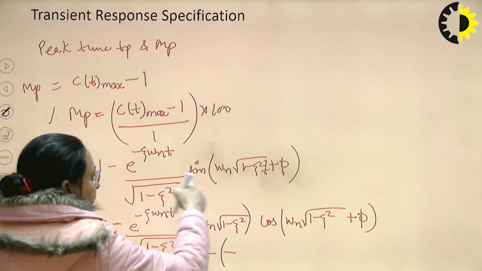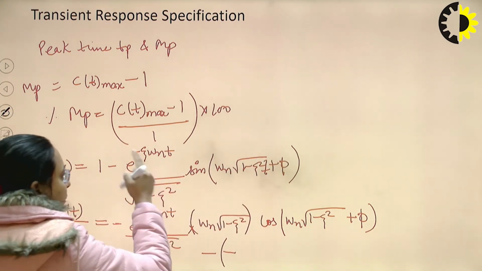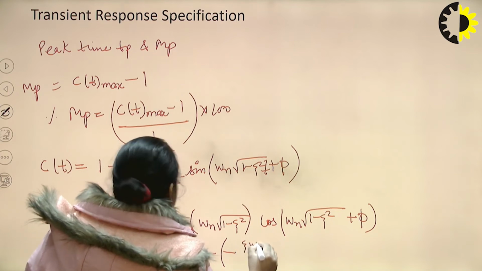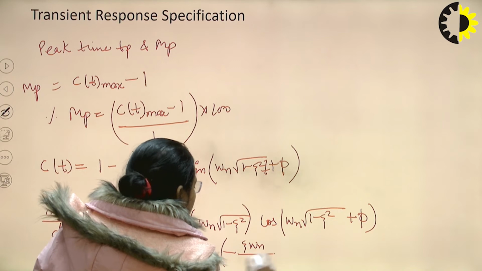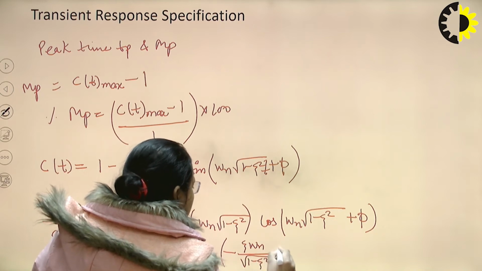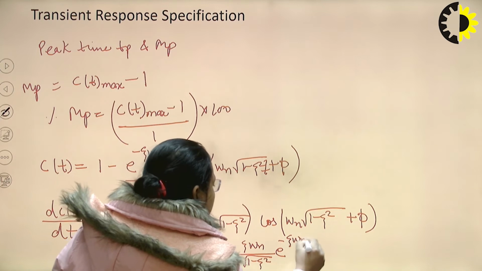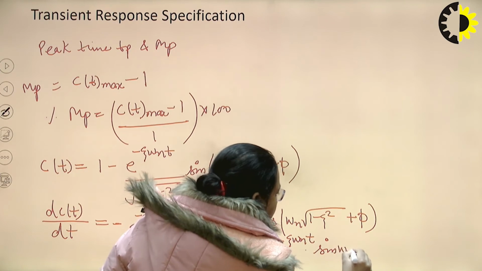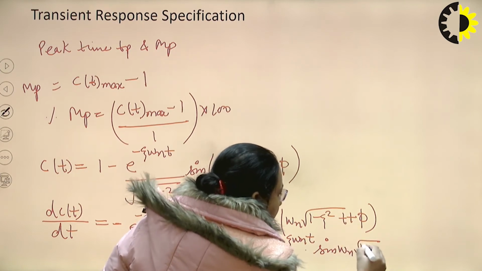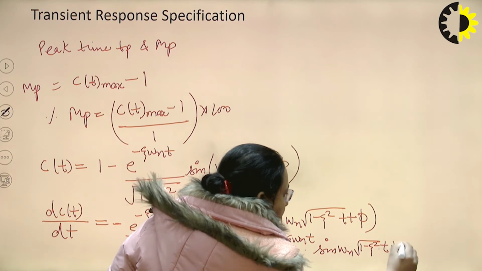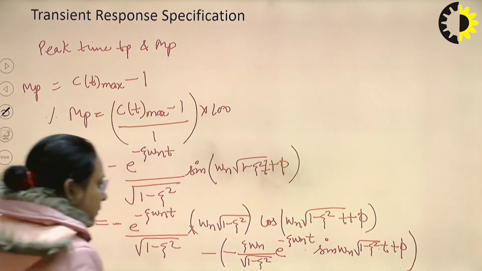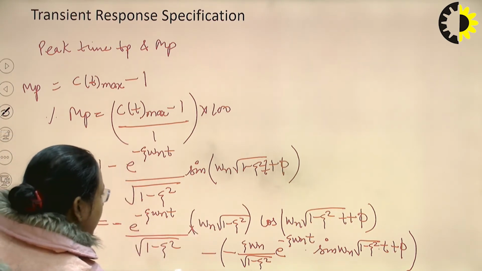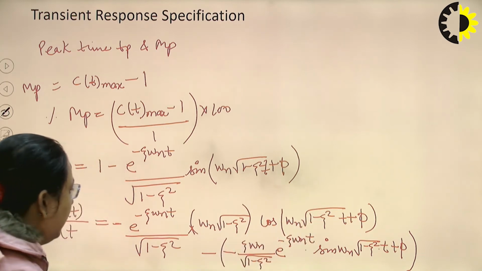Now keeping this term as it is and differentiating the other term, we will get minus zeta omega n upon under root 1 minus zeta square, e raised to the power minus zeta omega n t, into sine of omega n under root 1 minus zeta square into t plus phi. Okay, this will be the other term.